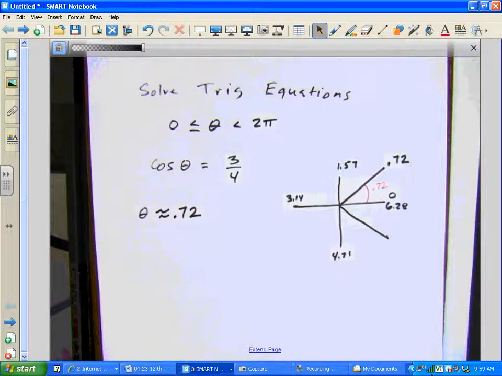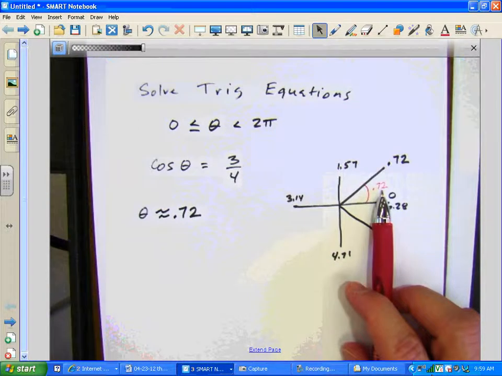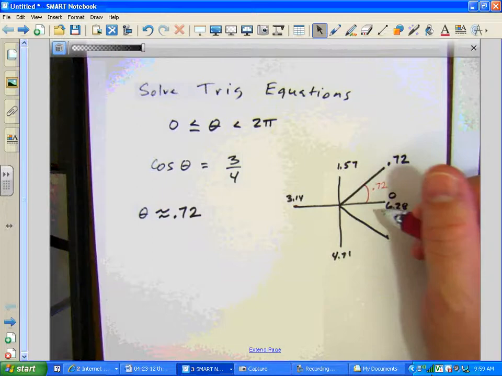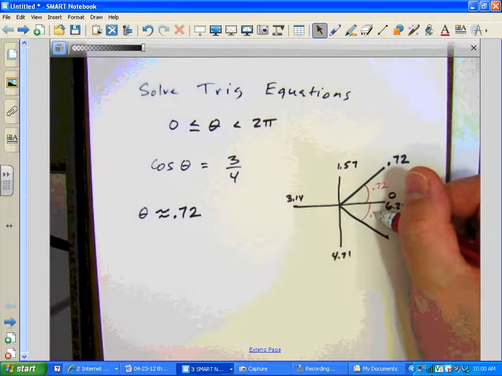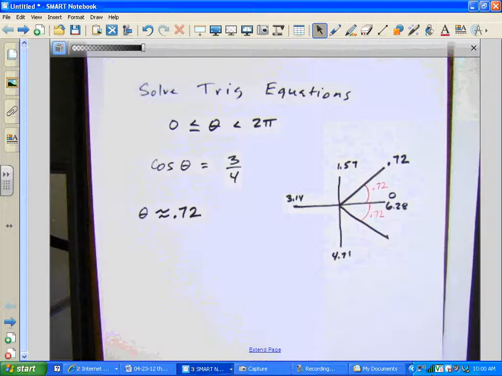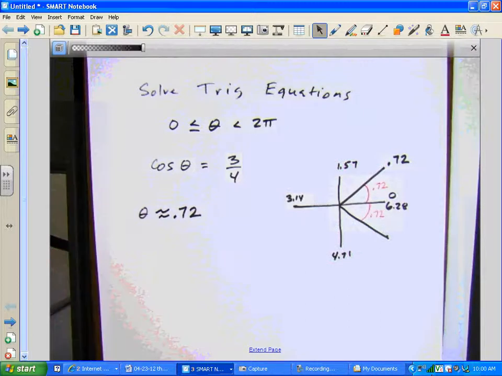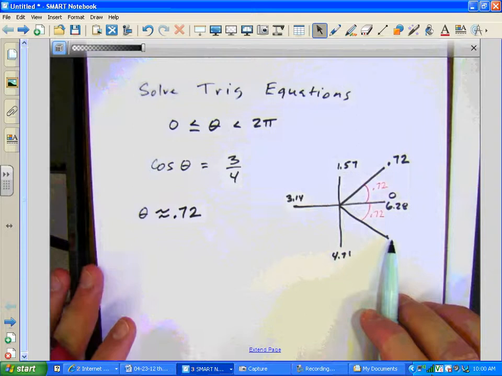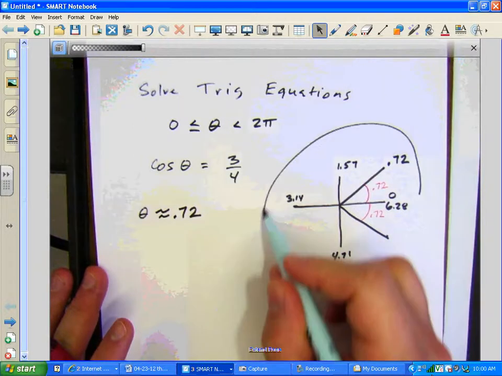So now we're going to look at the same angle down here that has the same reference angle, but a different angle in standard position. The reference angle down here is still going to be 0.72. It's just the 0.72 that's in the fourth quadrant instead of the first. Now, let's see if you can figure out how I would find this angle in standard position. Remember, standard position goes from 0 all the way around to here.